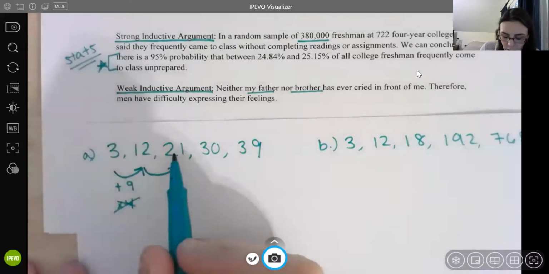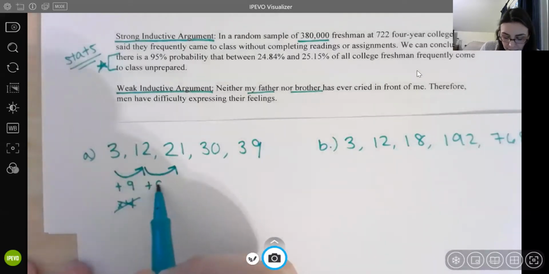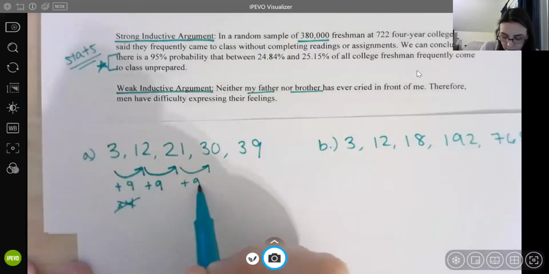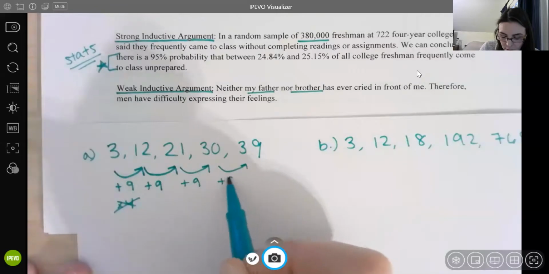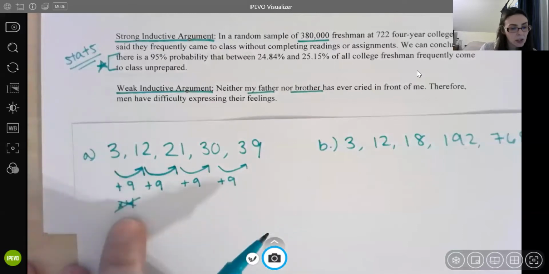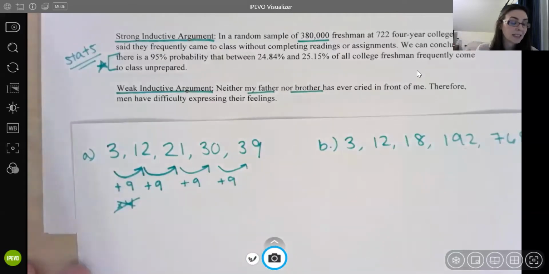But 12 to 21 is +9. And then 21 to 30 is also +9. And 30 to 39 is also +9. So it looks like I found the pattern here. Again, addition, subtraction, multiplying, dividing tend to be our most common patterns, although there could be others. So I usually say start with that.